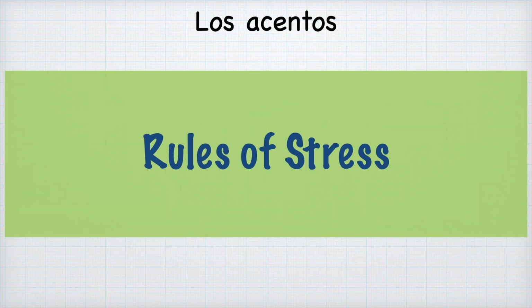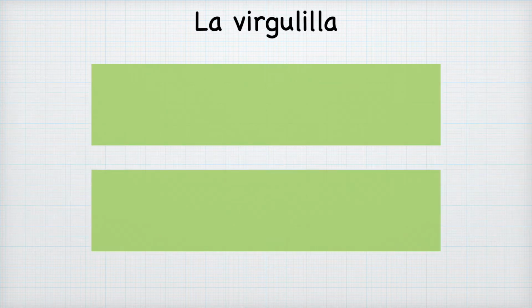Today we're going to talk about the Spanish accents and the rules of stress. As I explained before, all the letters are pronounced in Spanish with very few exceptions, and generally speaking, the stress of the voice falls on the last syllable, while the accent marks are used for the exceptions. We'll start with the easiest accent.